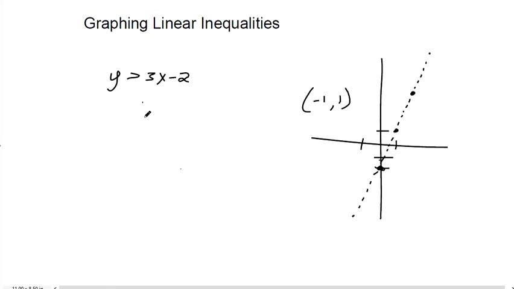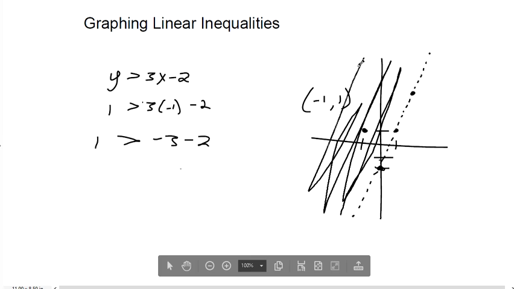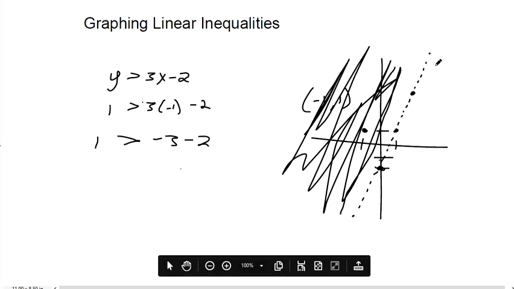Okay, and what you do is you test that point. Plug in 1 in for y, plug in -1 in for x. So we got -3 minus 2. So that's a true statement, right? 1 is greater than -5. So since we plugged in a point, it turned out to be true. That means every other point on this side is going to be true. So that's the side we need to shade on.